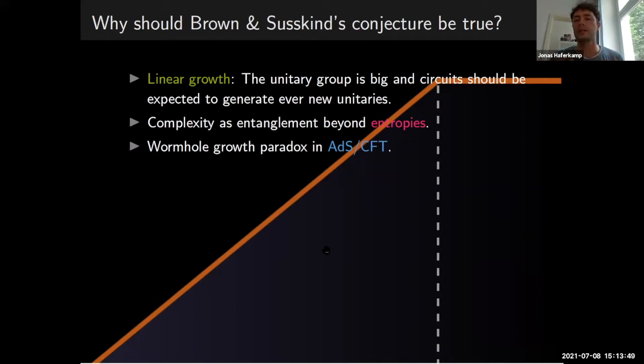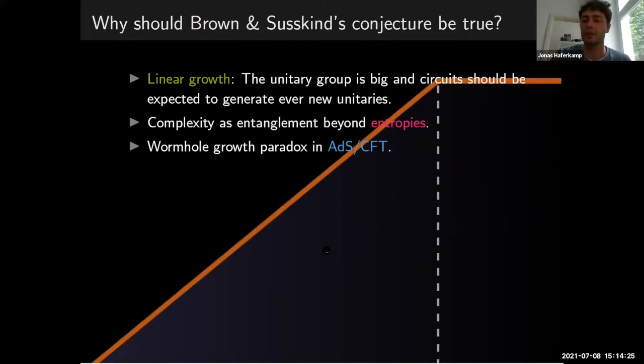And the idea here is that the unitary group is a vast space. It's 4 to the n dimensional, or 4 to the n minus 1 if you take the special unitary group. And random quantum circuits make up a tiny subset, at least in early times, of these unitaries. So you would expect that if you add gates, then new space is explored every time you add gates. And so you could expect that the circuit complexity keeps growing with this exploring of new space in the unitary group or in the state space for states.